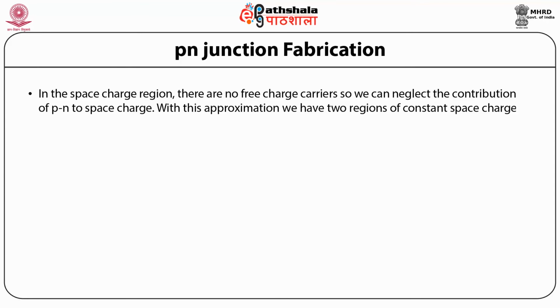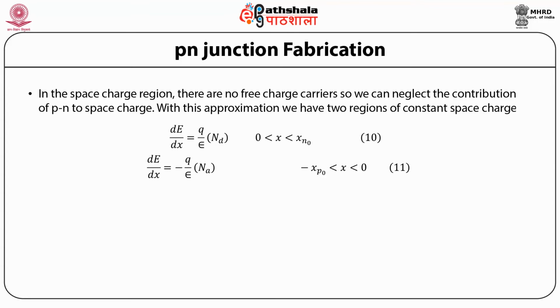In the space charge region, there are no free charge carriers, so we can neglect the contribution of p and n to space charge. With this approximation, we have two regions of constant space charge, that is one varying from 0 to xn0, where dE by dx equal to q Nd by epsilon, and the other region is minus xp0 to 0, where dE by dx equal to minus q by epsilon Na.